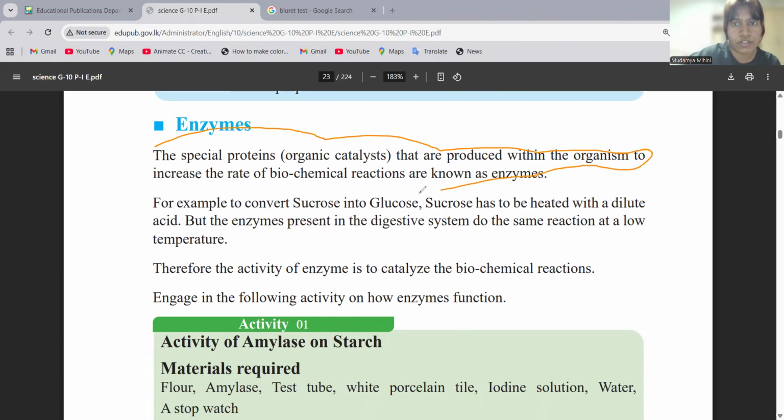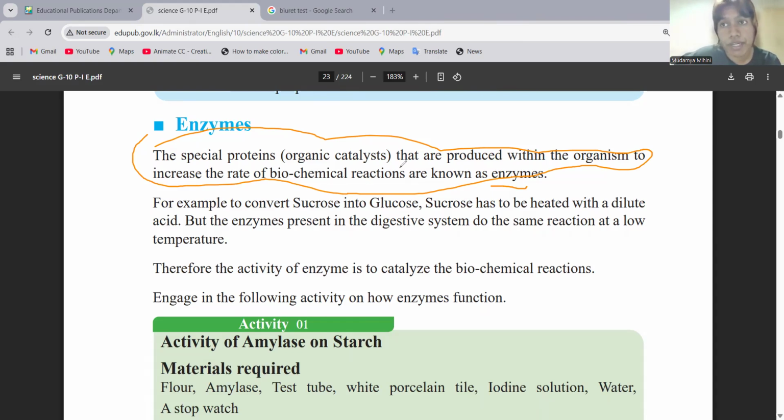So make sure to study what an enzyme is, the definition, because no matter how you study, you must know the exact definition of the book. That's where they give marks. So make sure to study what an enzyme is: the special protein or the organic catalyst produced within the organism to speed up the rate of biochemical reactions.